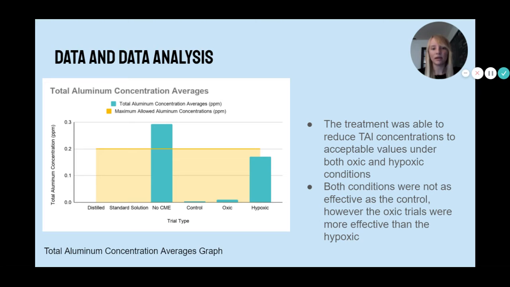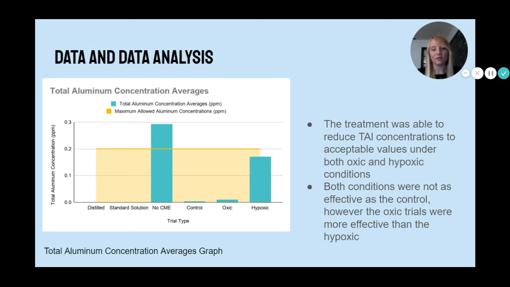The yellow area displayed on the graph represents the target reduction area for aluminum concentrations in parts per million, or ppm, as established by the EPA, the limit being 0.2 ppm. The standard solution had a baseline TAL concentration of 0 ppm in order to best simulate common current coastal waters. The alum-exclusive treatment had an average of 0.3 ppm TAL concentration, nearly 33% above the maximum allowed concentration limit.